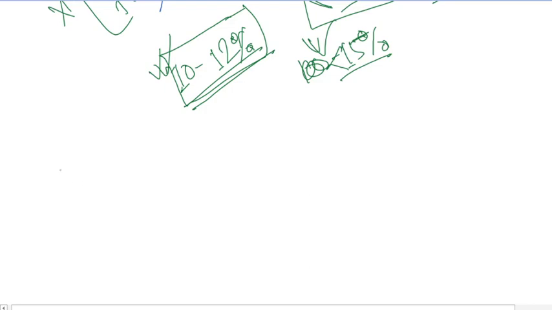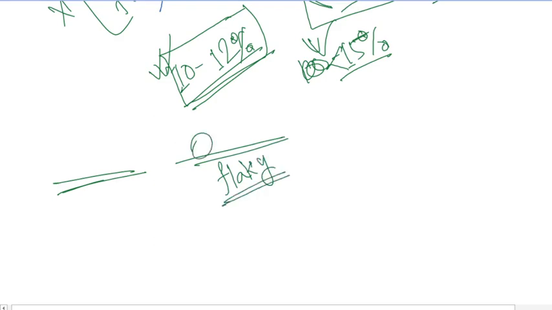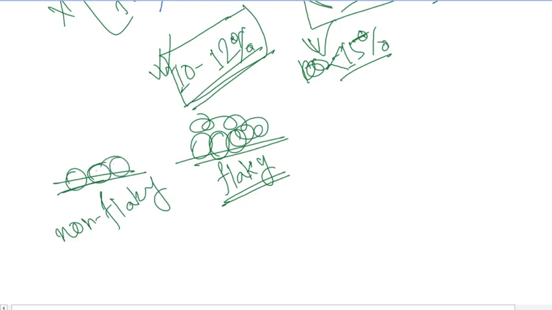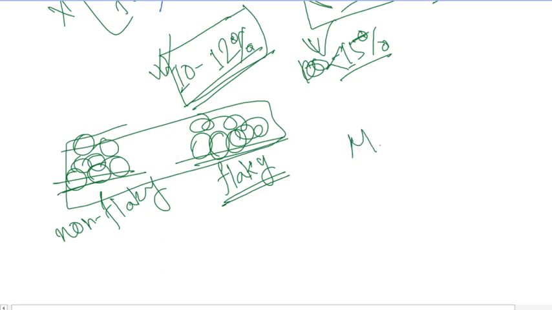First, I am giving an example for flaky particles. If it is flaky particles, the total flaky particles are there, and the total non-flaky particles are there. So these two will be adding up to the total mass, and that will be denoted as M.